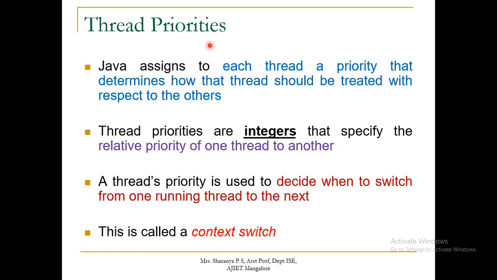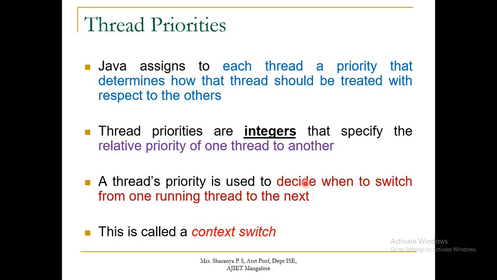The same way it is applicable with respect to threads. Java assigns each thread a priority that determines how this thread should be treated with respect to the others, like whether to give it more priority compared to the other threads when it starts its execution. These are all integer numbers that specify the relative priority of one thread to another. And it is more important when the process does context switching.